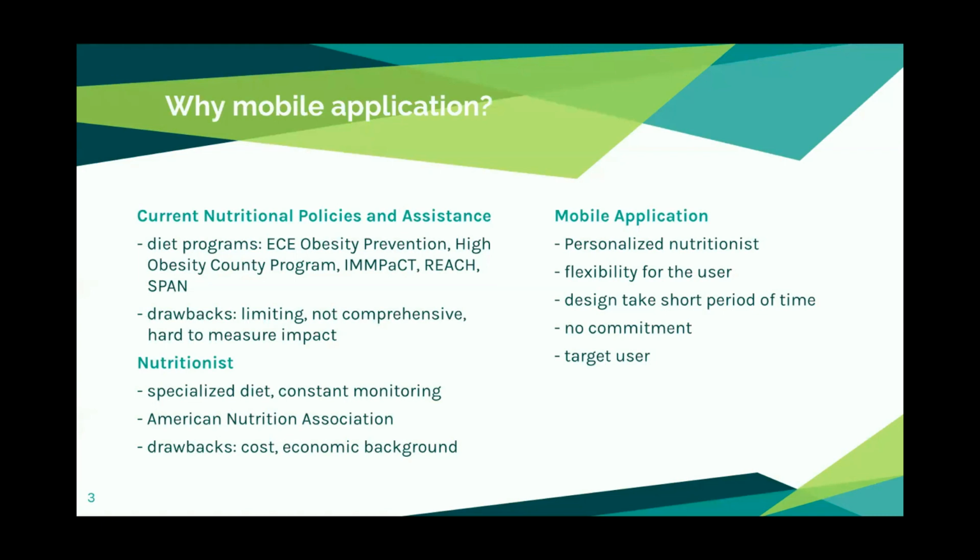And while there are a lot of platforms and ways to promote a healthy diet, I want to highlight ways that a mobile application may be better and more convenient for users. Well, there are both governmental agencies and private organizations that initiated programs to target nutrition problems and promote health equity. For example, the CDC has created the ECE, Obesity Prevention and High Obesity County Program, to specifically target the issue of obesity. And other programs of CDC, including the Impact, Reach, and Span, focus on issues of micronutrient intake, chronic disease management, and physical activity level, respectively.